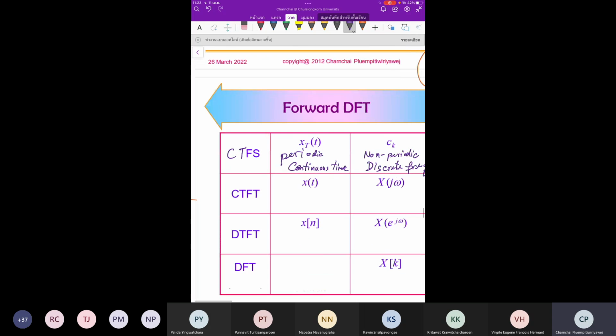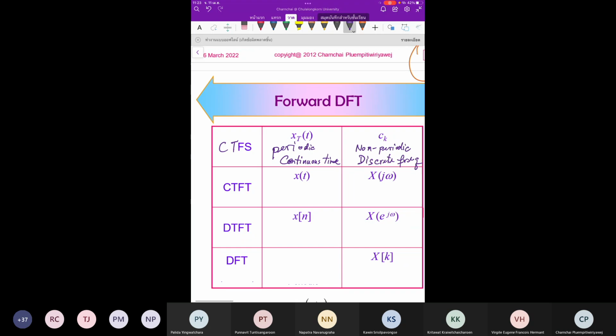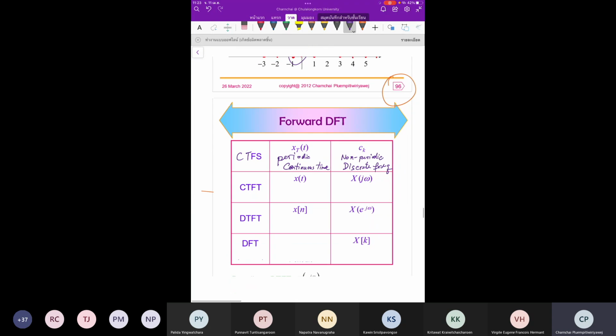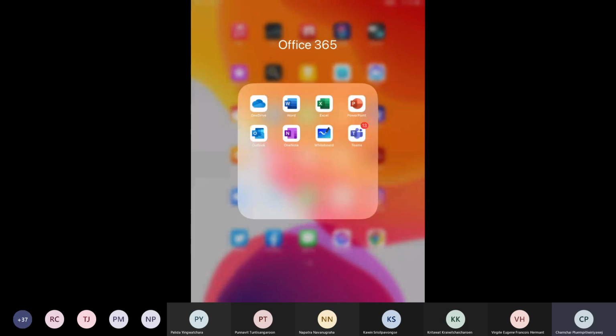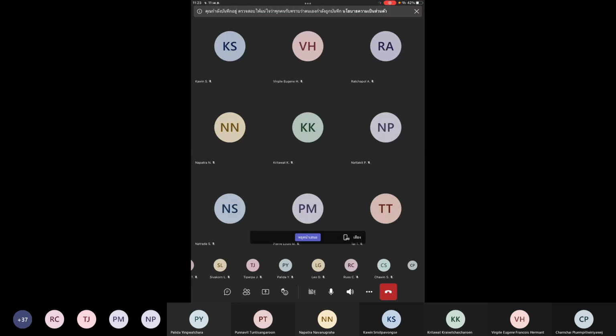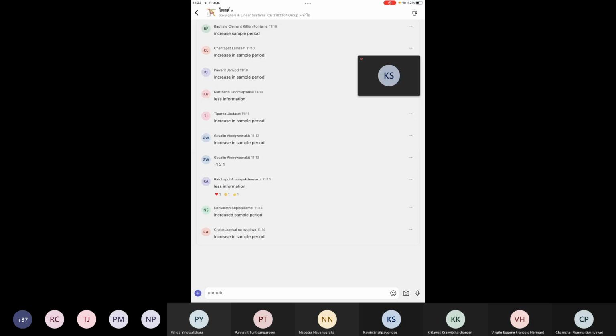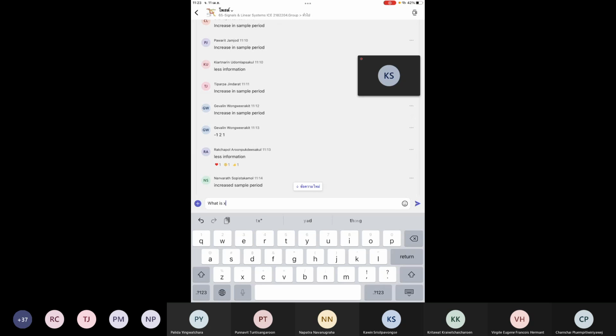For the CTFT, what's the CTFT? Tell me. What's the characteristic of x(t) in the CTFT?